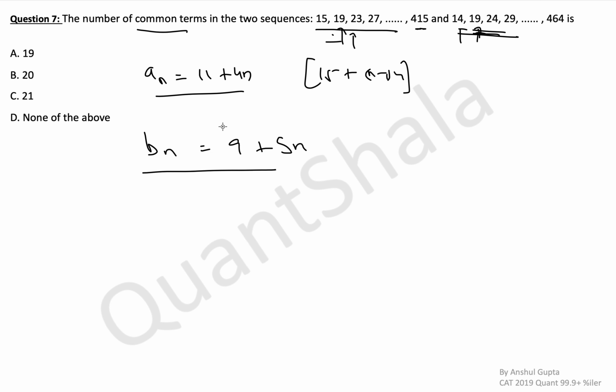So there are multiple ways. The easiest one is to see the common difference of this series is 4, common difference of this series is 5. Okay, and the first common term that is there is 19. So after that, the next common term will occur after 20, because the LCM of these common differences is 20. So let me dig deeper into that so that you understand it in more depth.